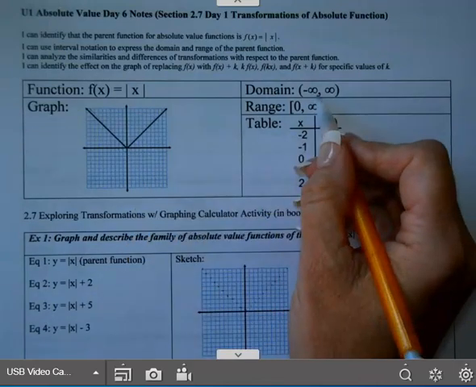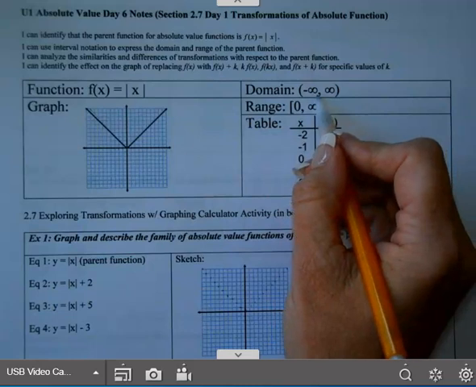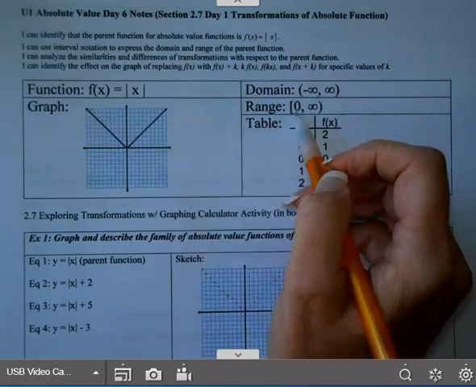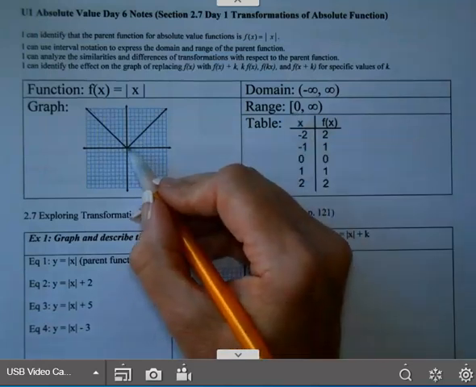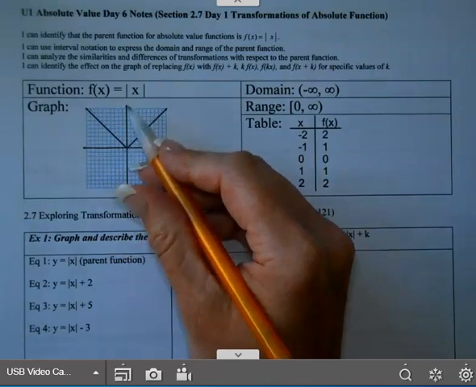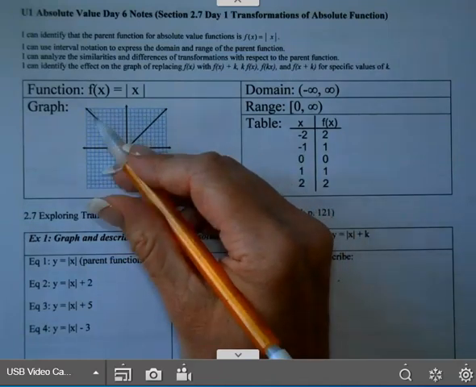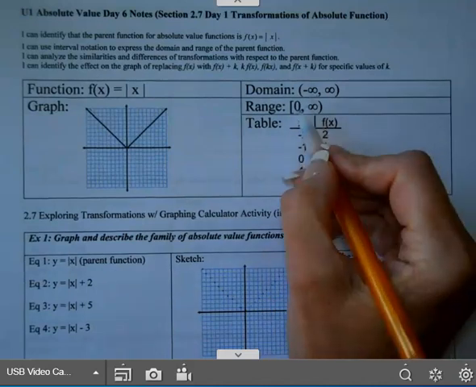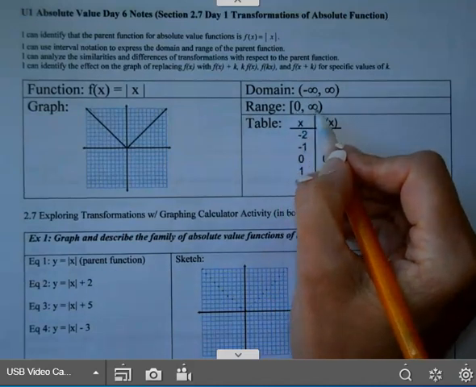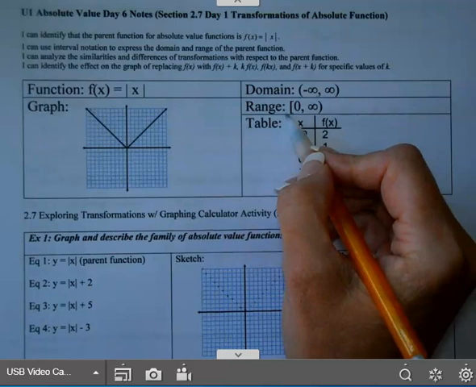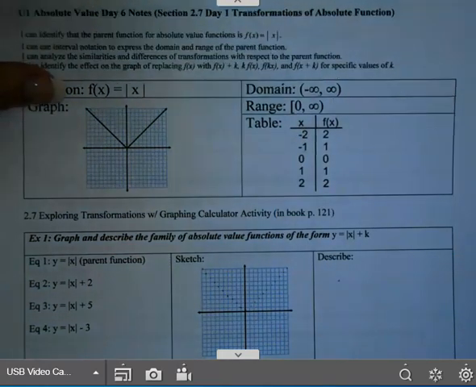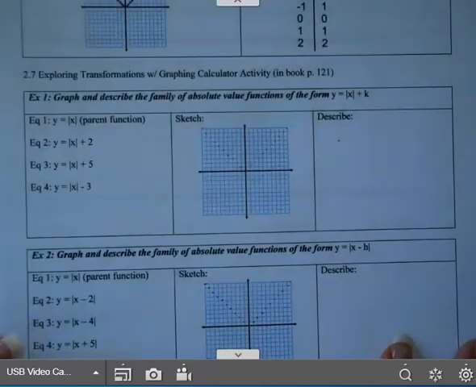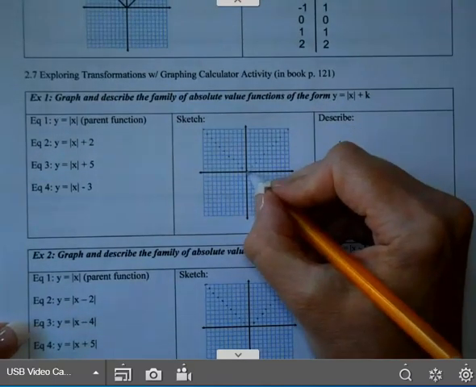The domain, it goes left forever and right forever. However, the range, the floor, or the lowest it goes in the y values is 0, and then it goes to infinity on either side, it goes up. So the range is 0 to infinity, and 0 is included because it does reach that vertex. The parent function, again, is on the diagonal, so you can draw your picture here.